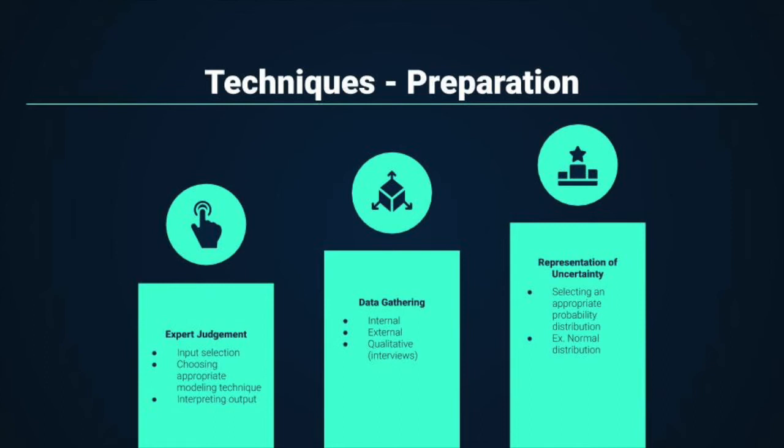And then you need to represent uncertainty. So this normally means assigning probability distributions to your data. There are different types, but the most common is a normal distribution. The expert can help with this step as well.